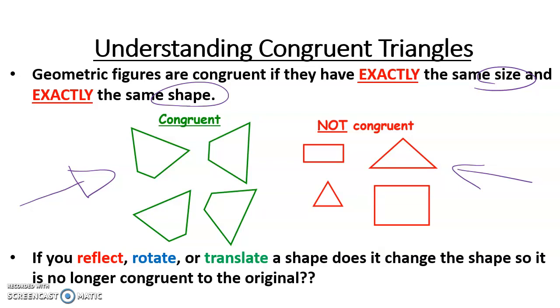So here's a question. If you reflect, rotate, or translate a shape, does it change the shape so it is no longer congruent to the original? Let's think about these 3 transformations. A reflection changes a figure by flipping it. A rotation changes a figure by turning it. And a translation changes a figure by sliding it. None of those movements would cause a change in size or shape, only a change in position. So we can do reflections, rotations, and translations, and they will remain congruent.